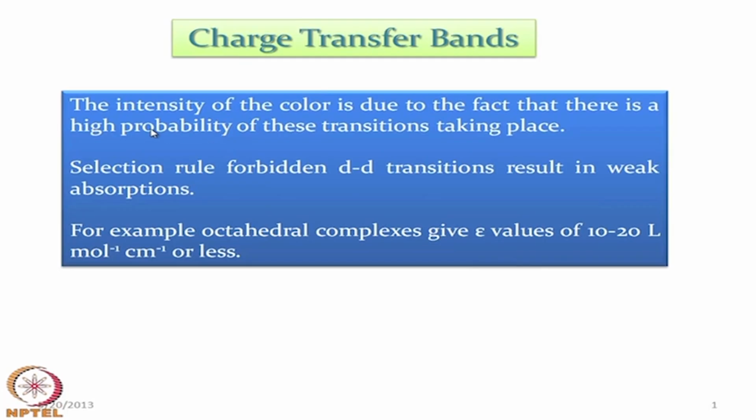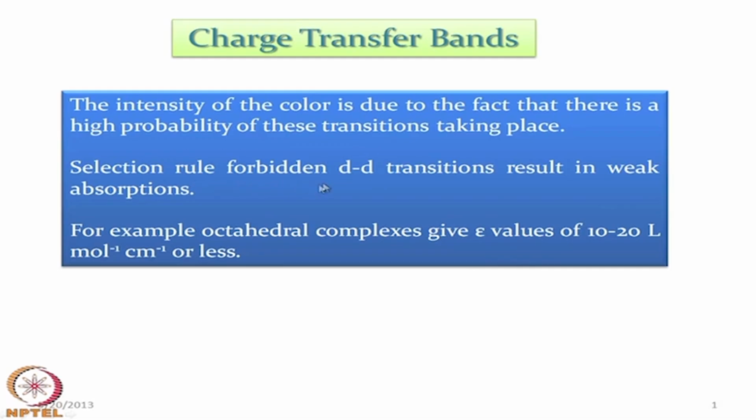One important factor is that the intensity of the color is due to a high probability of these transitions taking place. The selection rules, whether the Laporte selection rule or the spin selection rule, are not operative over here. So it is a highly allowed transition, and we get a correspondingly high probability and very high intensity, and the molar absorptivity is also very high, several thousands.